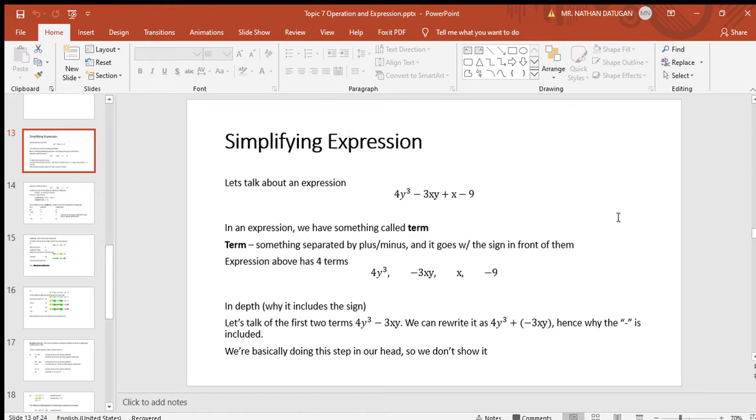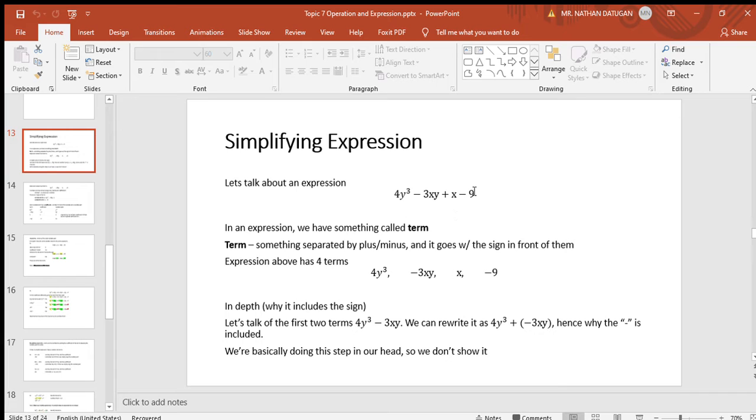Hey guys, this is topic 7. This is the new section we're going to learn. This is about simplifying expressions. So before we start simplifying things, let's talk about an expression. So we have an expression right here: 4y cubed minus 3xy plus x minus 9.